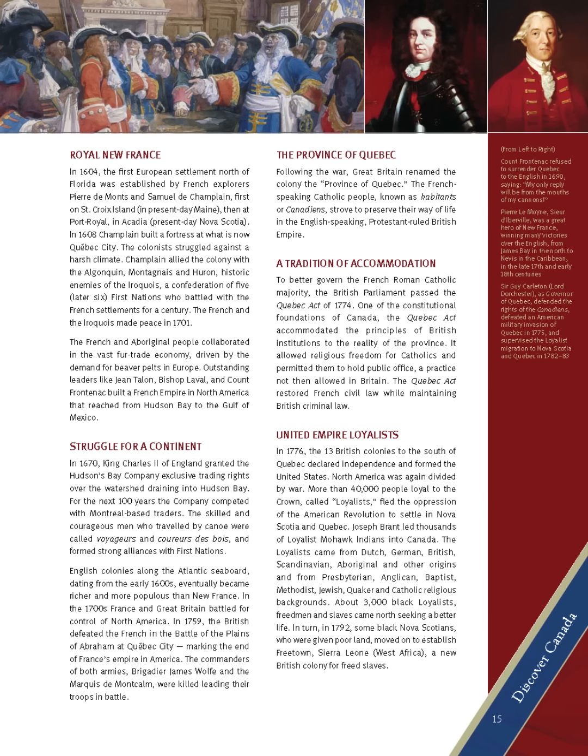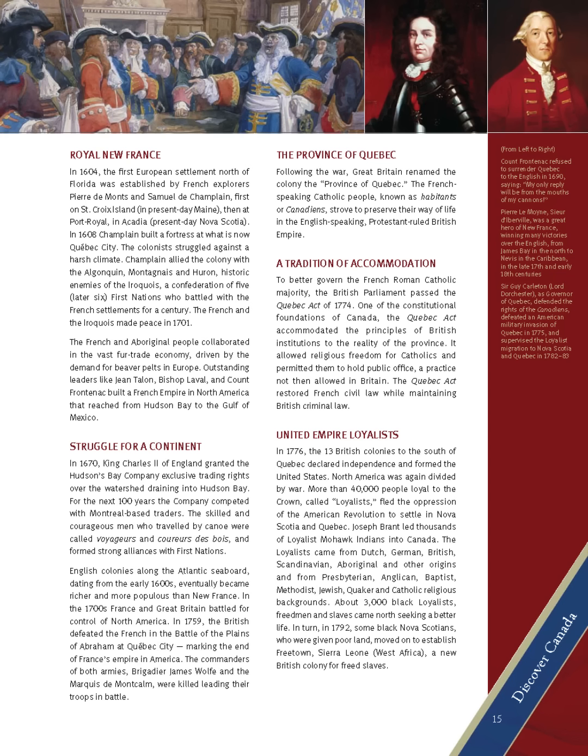Royal New France. In 1604, the first European settlement north of Florida was established by French explorers Pierre de Monts and Samuel de Champlain, first on St. Croix Island in present-day Maine, then at Port Royal in Acadia, present-day Nova Scotia. In 1608, Champlain built a fortress at what is now Quebec City.